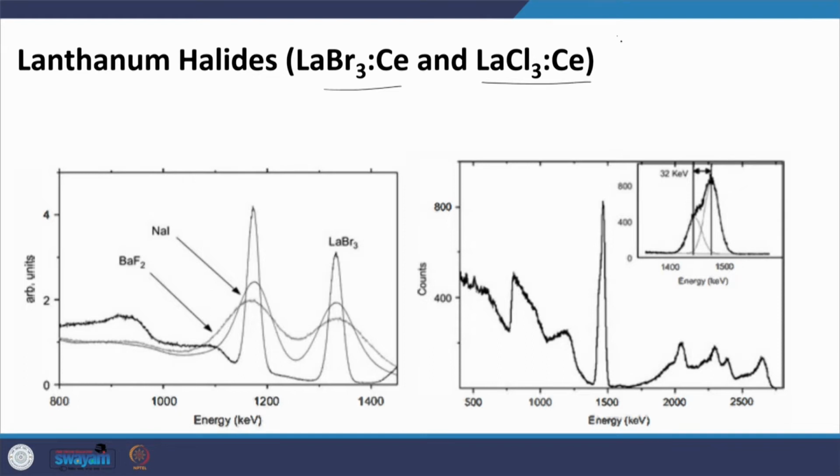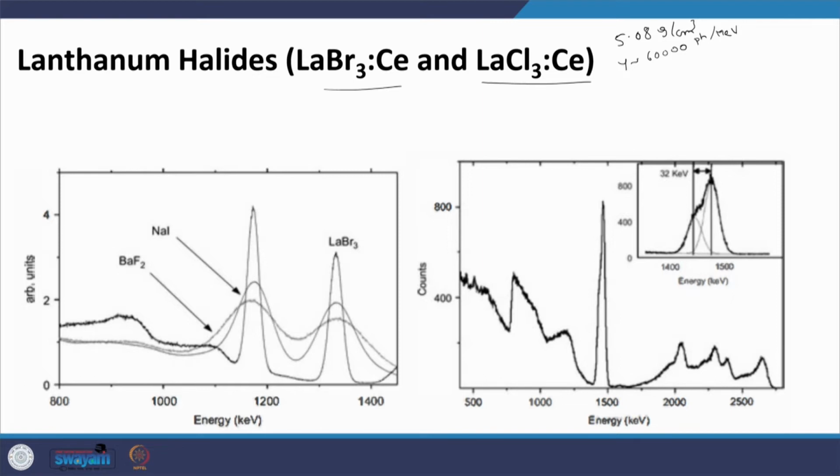They have very good density, like 5.08 grams per centimeter cube, and the yield is about 60,000. See, sodium iodide has about 36,000 photons per MeV. In this case it is about 60,000 photons per MeV, and it is very much resistant with respect to the temperature, and mechanical strength is also very good.